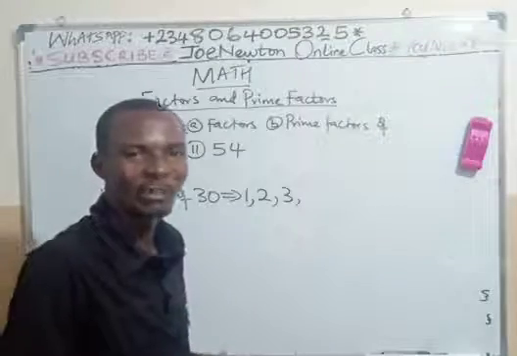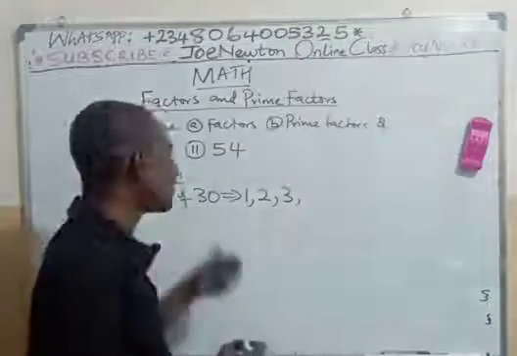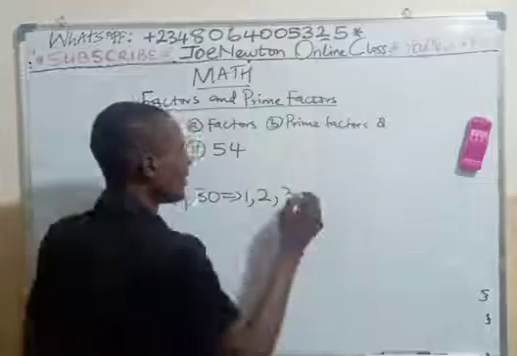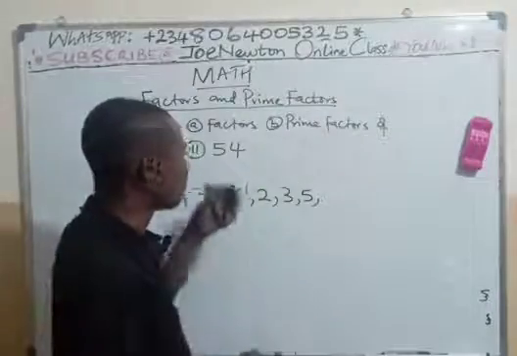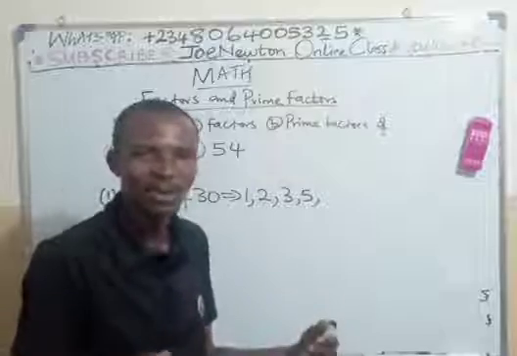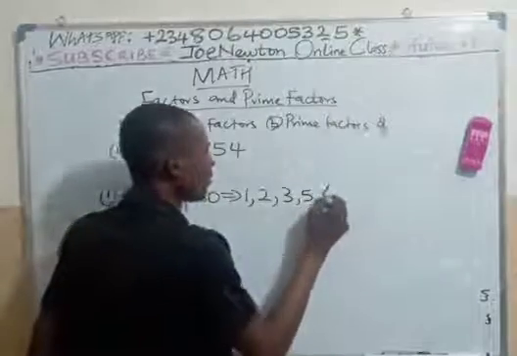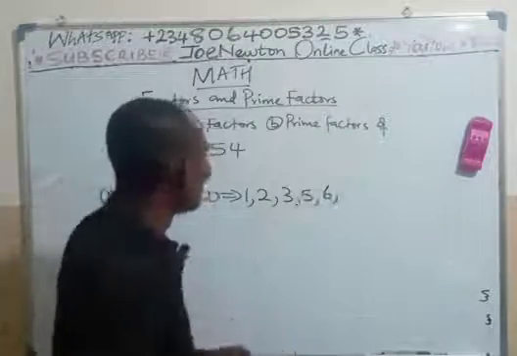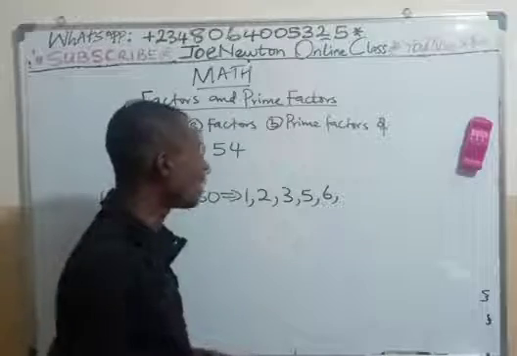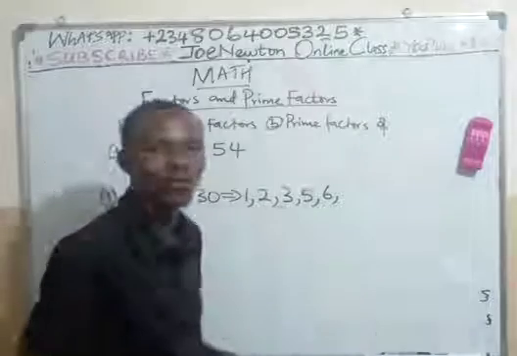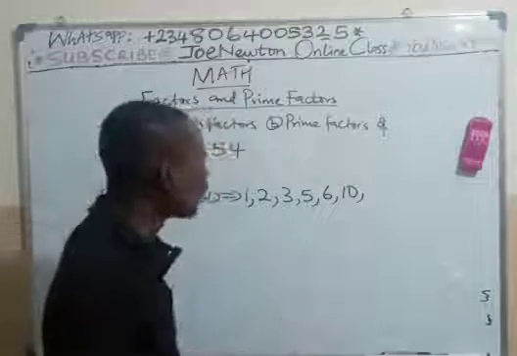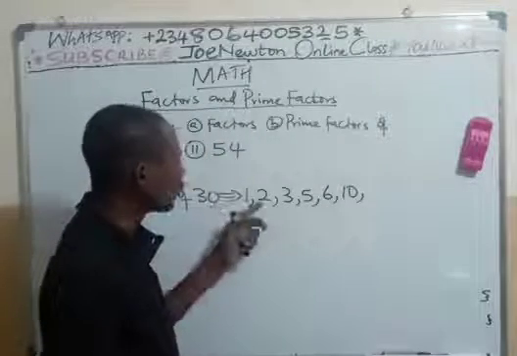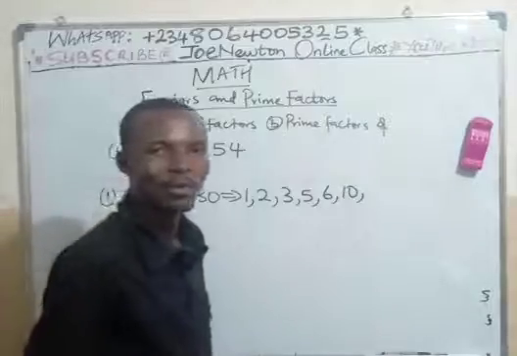We think of the next number, which is what? 5. 5 divides 30 gives us what? 6. Therefore, 5 is qualified. Then the next number should be 6, which we obtain when we divide with 5. So 6 is qualified. Then the next number here, remember when we divided with 3, we get 10. So 10. So also, when we divided with 2, we get what?